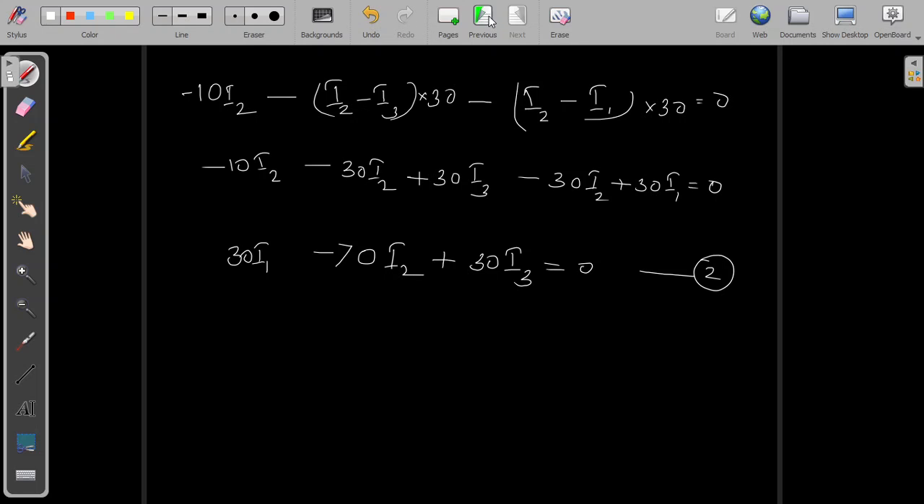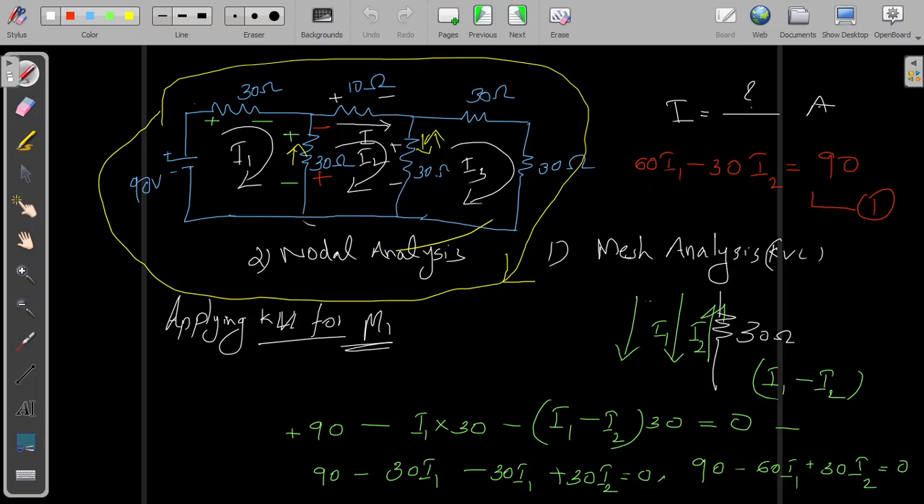Now moving on to the next loop, or next mesh, of I3. Again, I have to first of all find out the voltage drop, plus minus here, plus minus here. Then with respect to I3, I3 will be upwards and I2 is downwards, so I3 minus I2 is flowing in the I3's direction, that is in the upward direction, so the voltage polarity will be plus here and minus here. And then again I am applying the KVL.